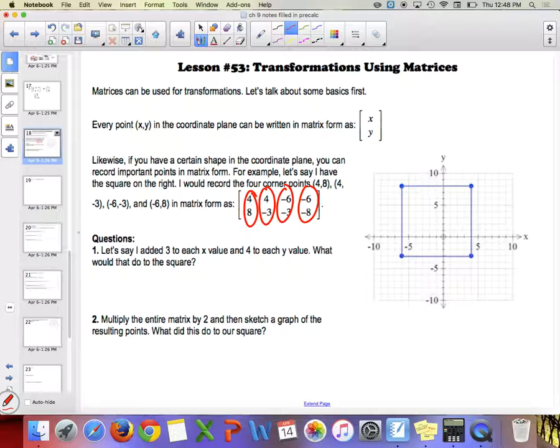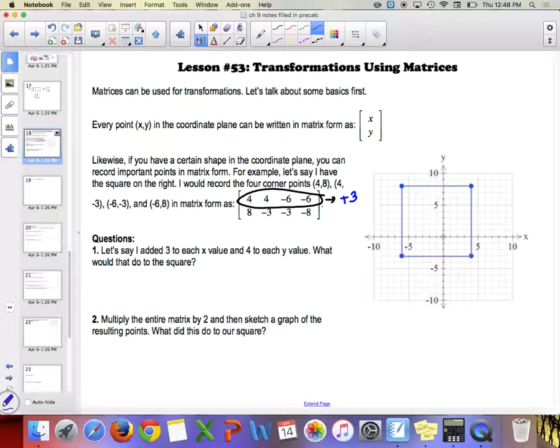And it's really easy. If you're going to add 3 to each x value and 4 to each y value, we want to know what happens to the square when we do that, okay? So these are all of my x values, right? What do you do to all the x values if you're going to the right 3? Do they get bigger? Do they get smaller? They get bigger. So we're going to add 3 to all of those values.